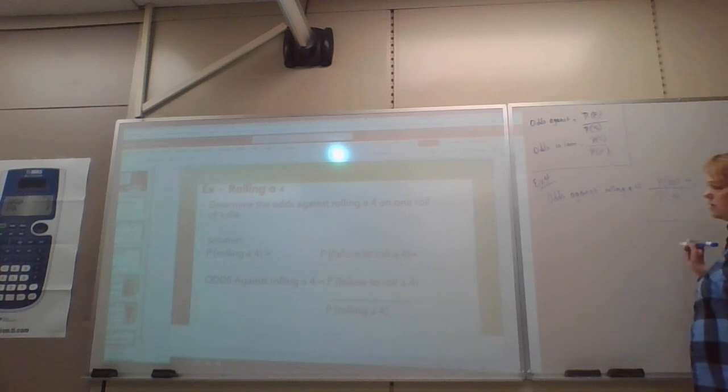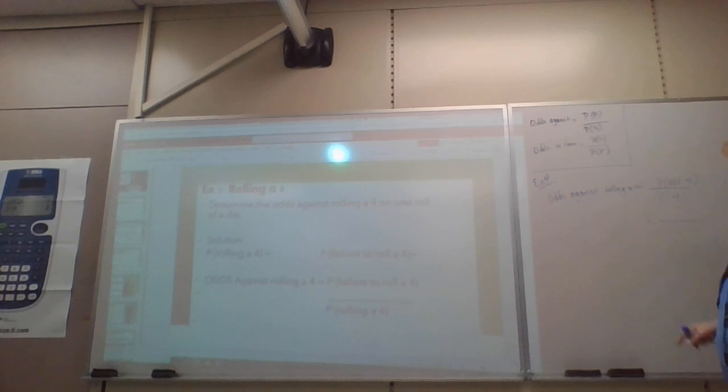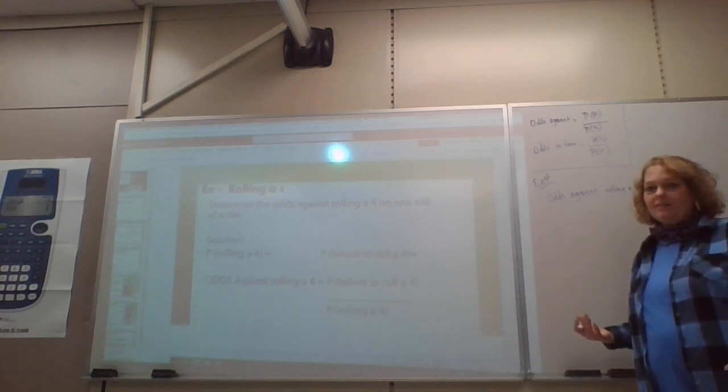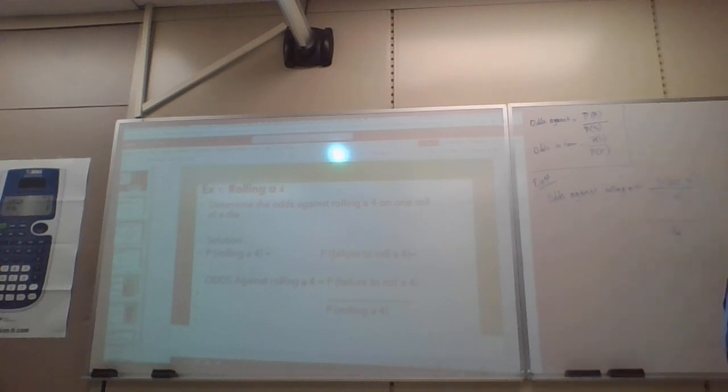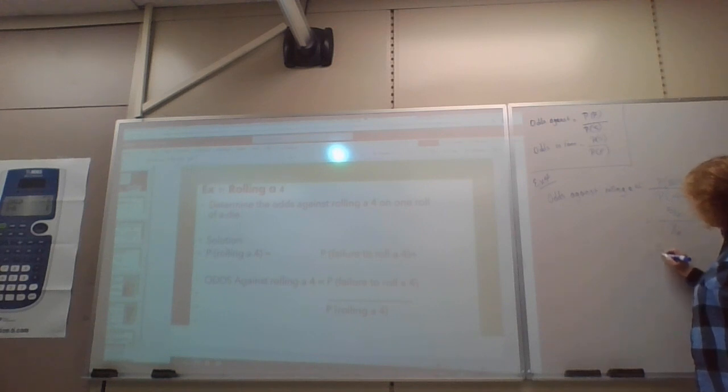So when you roll a die, how many 4s are there? One out of 6. I'm showing you why the numbers are the way they are, according to the formula, okay? And then how many are not 4s? 5, because you've got the 1, 2, 3, 5, 6. So that's 5. That's the same thing as saying 5/6 divided by 1/6, right?